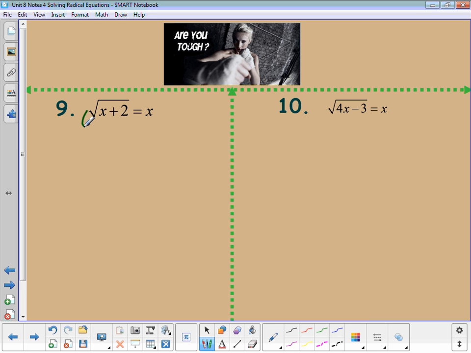So I'm going to go ahead, and what I do to one side, I have to do to the other. So I'm going to square this side, and then I'm going to square that side. When I square the square root, that just leaves me with x plus 2 on this side. And then I'm going to square the other side, which leaves me with x squared.